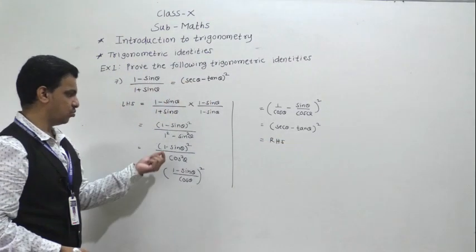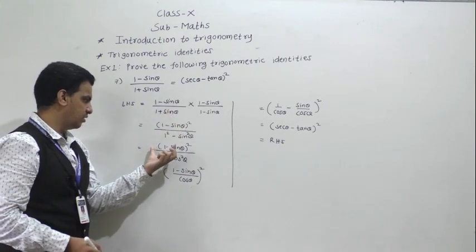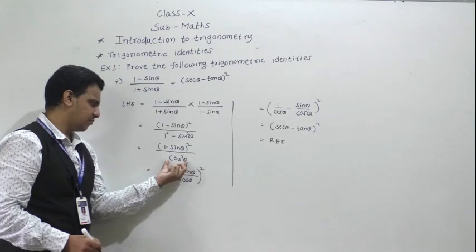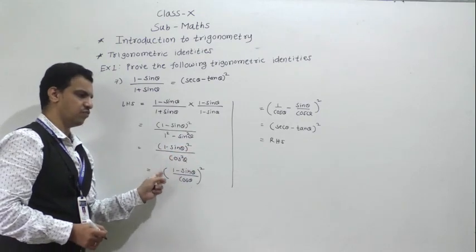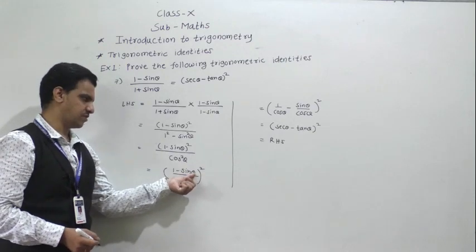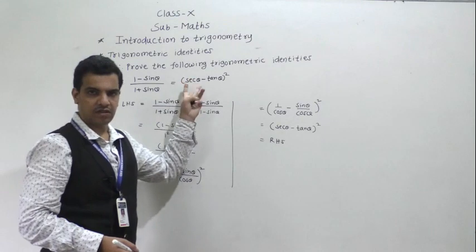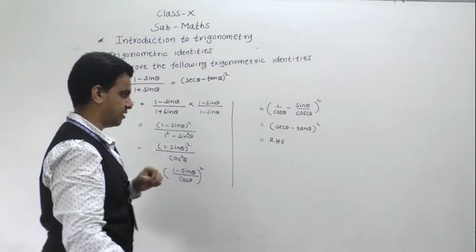Here there is no need to expand this (1 minus sin theta) whole square. Only take 1 minus sin theta in a bracket square and cos square theta in one bracket, that is (1 minus sin theta upon cos theta) whole square. Then separate the denominator, and we will get the RHS, (sec theta minus tan theta) whole square.